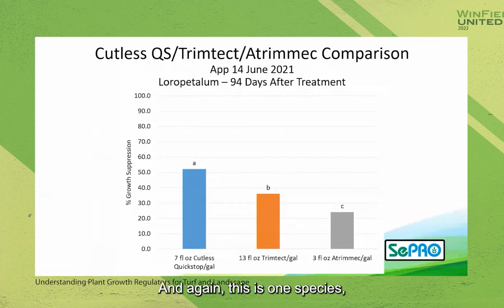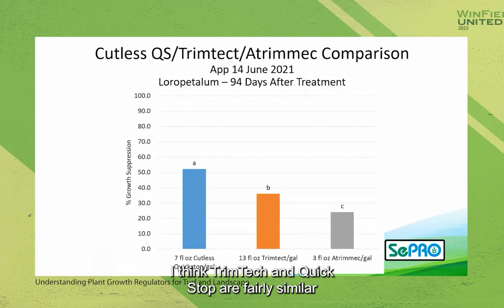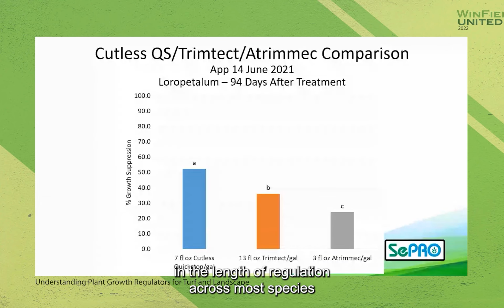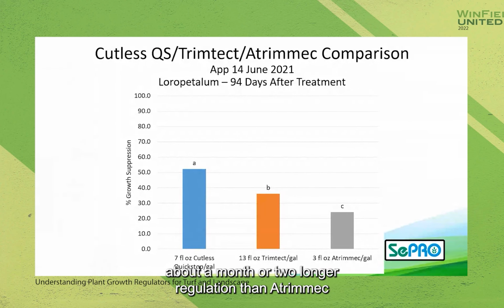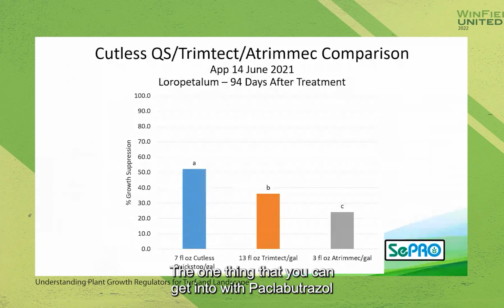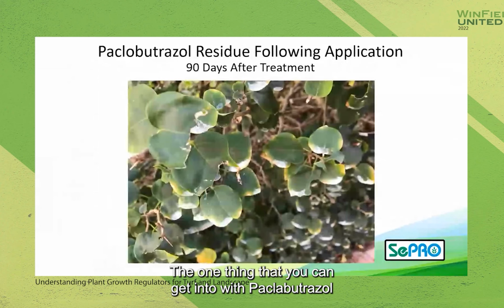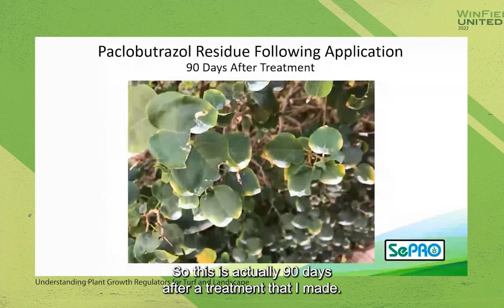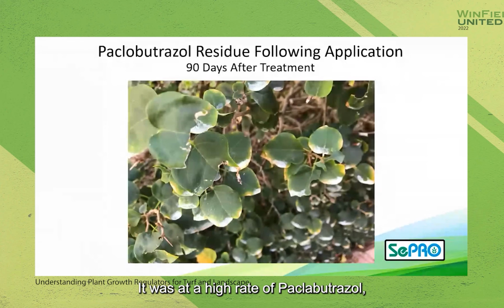And again, this is one species. I think Trim-Tech and Quick Stop are fairly similar in the length of regulation across most species, and I think they probably provide about a month or two longer regulation than Atromec in a lot of scenarios. The one thing that you can get into with paclobutrazol foliar products is residue. This is 90 days after a treatment that I made. It was at a high rate of paclobutrazol, but that residue does stick around and it can be unsightly on foliage if you get into that scenario.